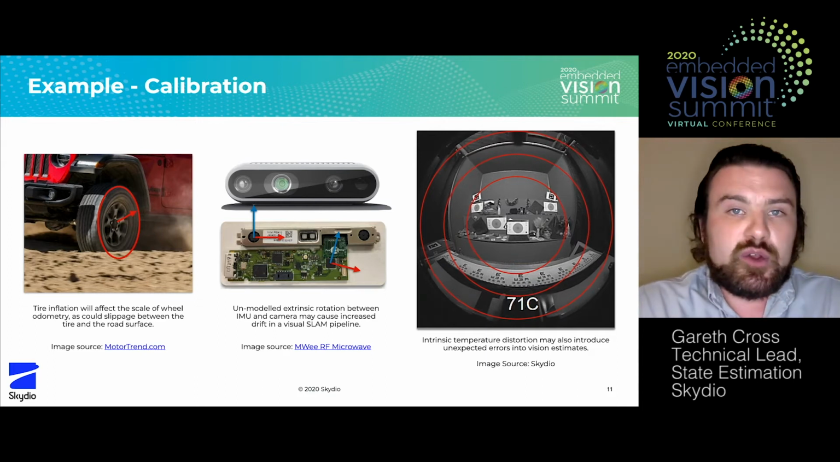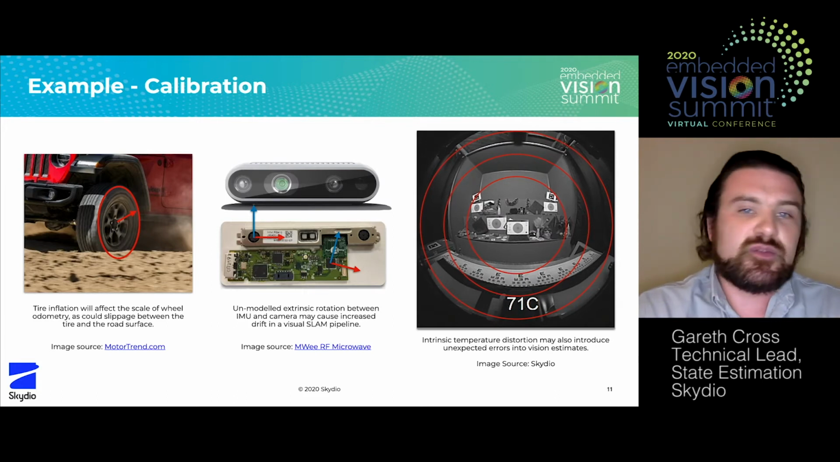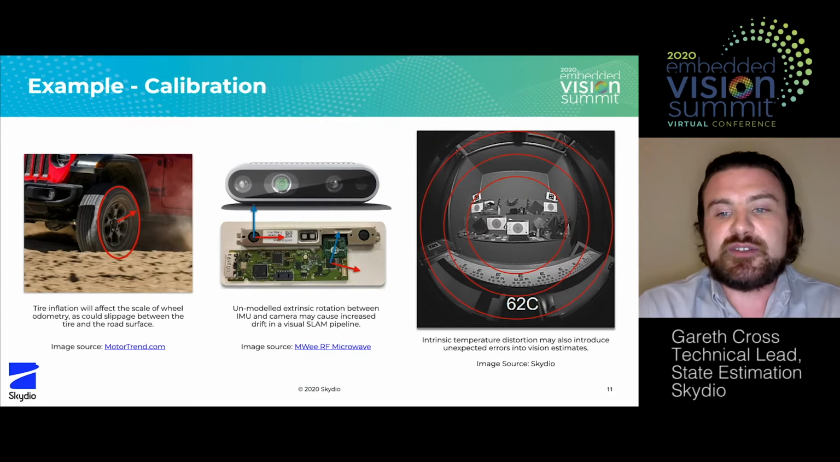And so if you were to incorporate that in your SLAM pipeline, you might wish to treat the radius of the tire or the pressure of the tire perhaps as a calibration parameter you need to estimate. So the addition of that sensor has added another parameter that you have to reason about.